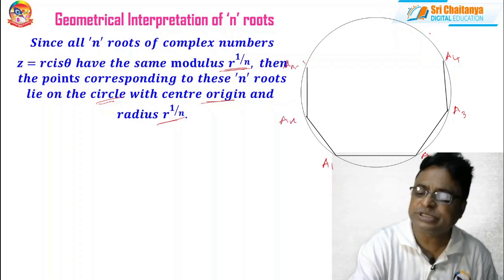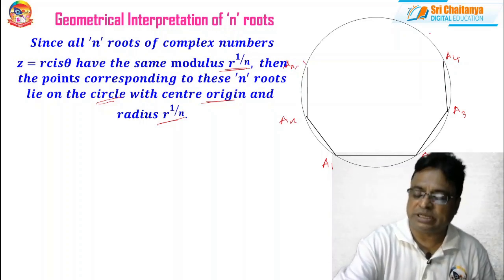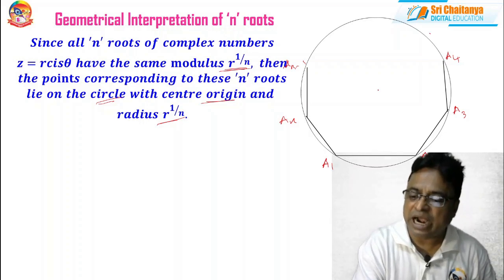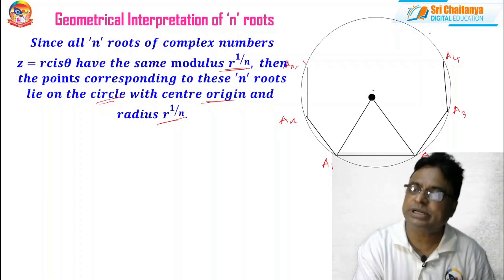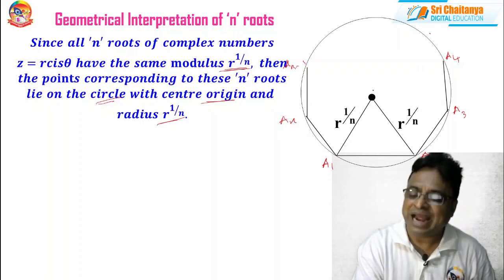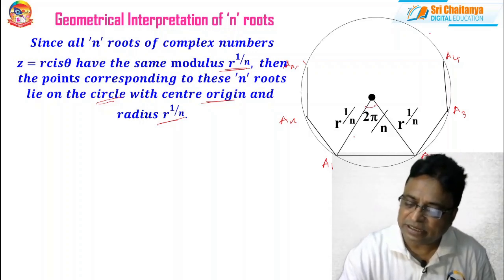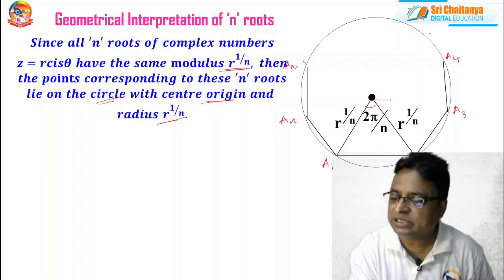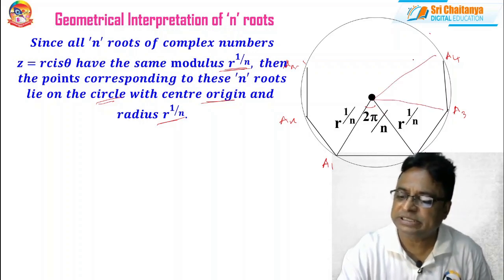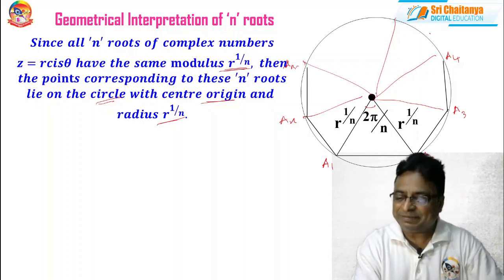So all these roots are situated, or occupy, the circumference of the circle. They are located on what? A circle with the center as origin and radius as what? R power 1 by n. And the angle between A1 and A2 is 2 pi by n. Similarly, A2 and A3 is also 2 pi by n. This is also 2 pi by n. All are equal. That means what?